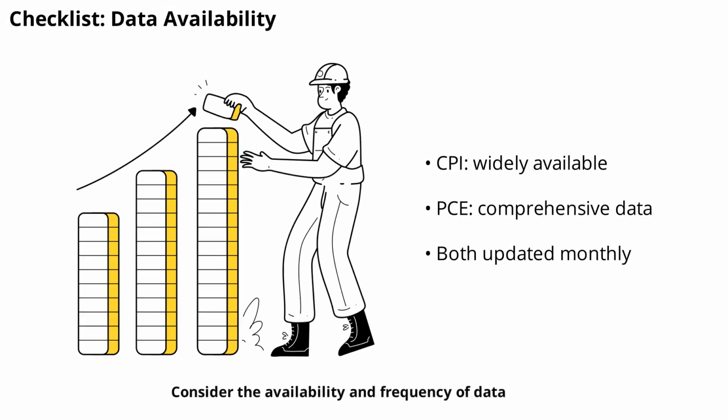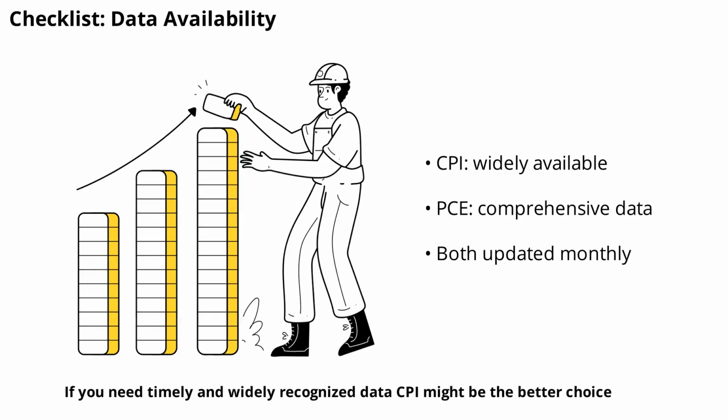Consider the availability and frequency of data. CPI data is released monthly and is widely reported in the media, making it easy to access and use. PCE data is also released monthly, but it may be less familiar to the general public. If you need timely and widely recognized data, CPI might be the better choice. However, for more comprehensive analysis, PCE offers broader coverage.